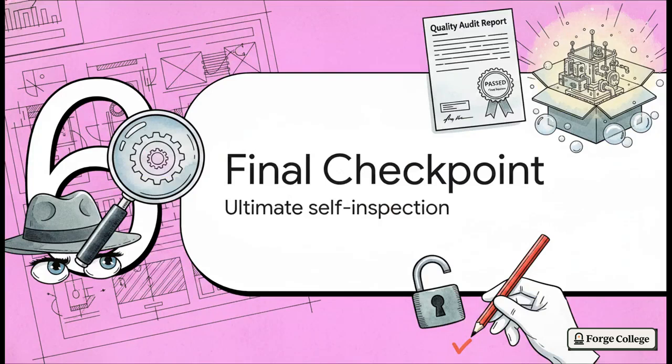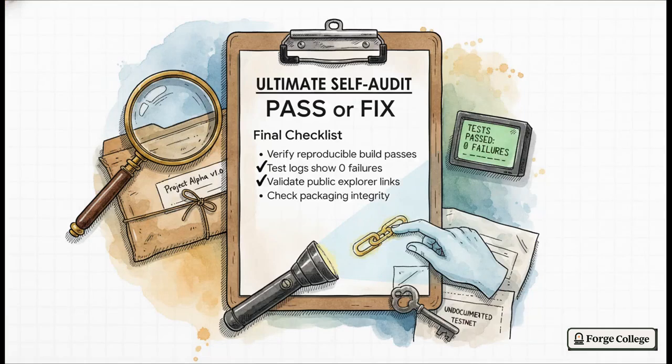And finally, Section 6, the final checkpoint, your ultimate self-inspection. Before you hand this beautiful technical blueprint off, you have to audit your own work. This is your ultimate pass or fix checklist. Download your own zip file. Run your own commands from that submission README. Actually go and click your own block explorer links to make absolutely sure they aren't dead. Ensure absolutely nothing relies on some hidden testnet key or step you just forgot to write down. Because honestly, if it fails for you here, it will definitely fail for the reviewer.